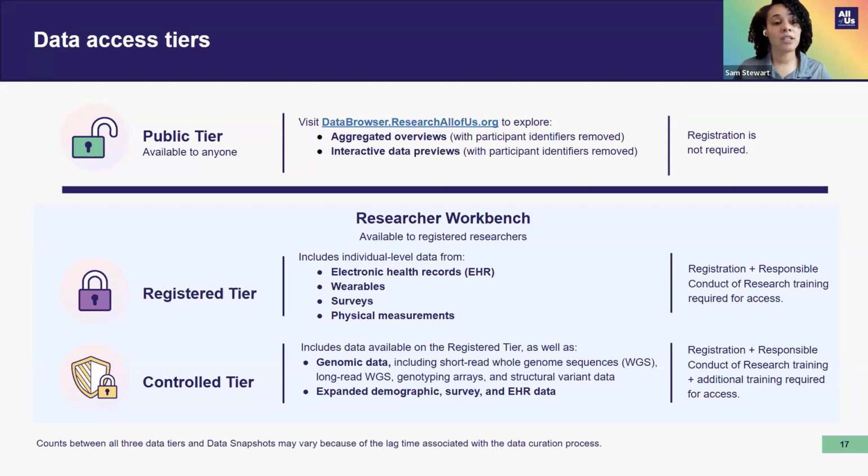The next two access tiers are once you have registered for the Researcher Workbench. You have two options for access tiers, registered tier and controlled tier. Both tiers require a specific level of data access requirements, but the controlled tier has an extra layer of training that must be completed to get you specific data available in the controlled tier. We'll go over each tier and what data is available in just a bit.